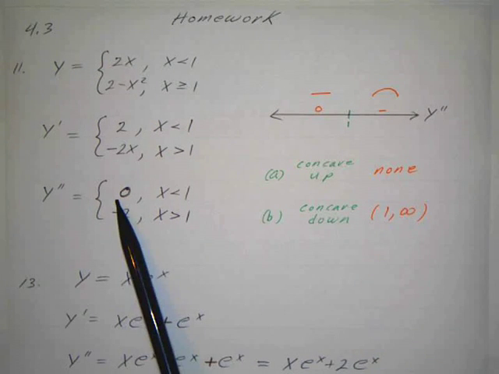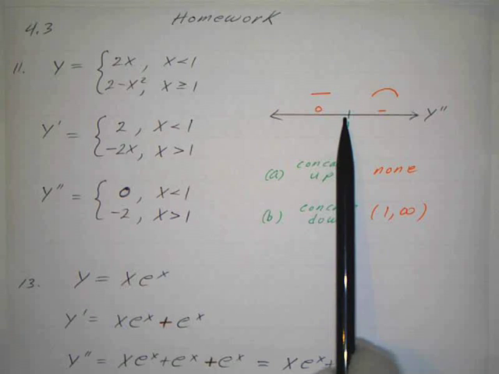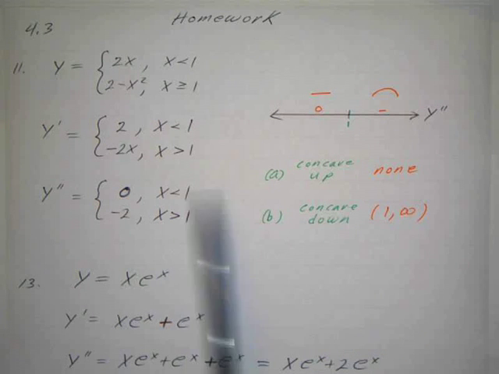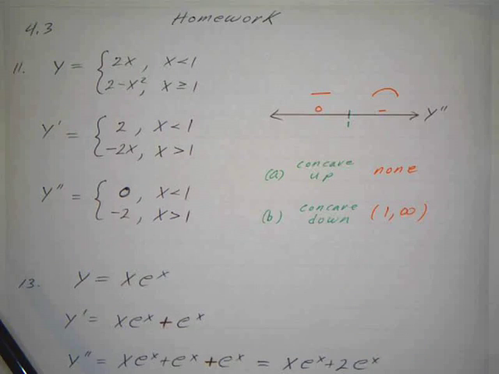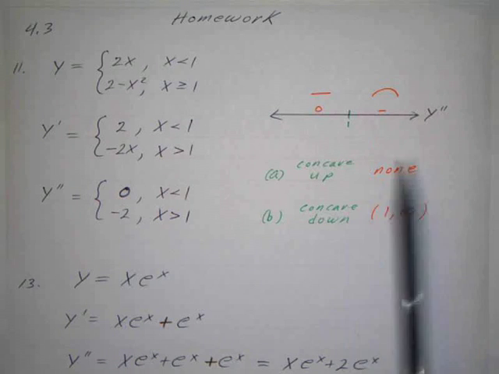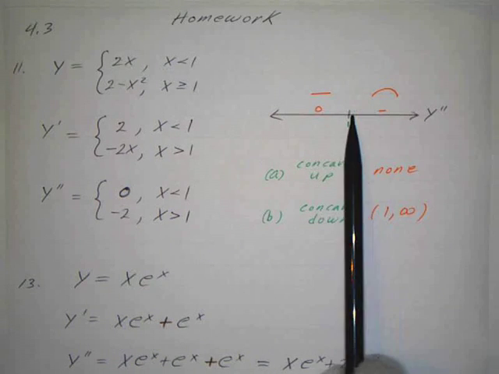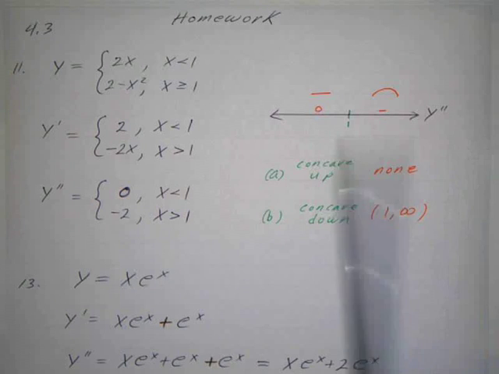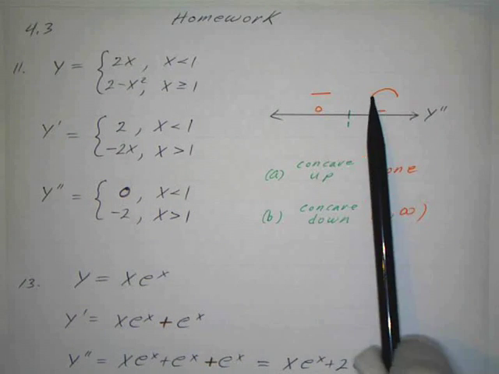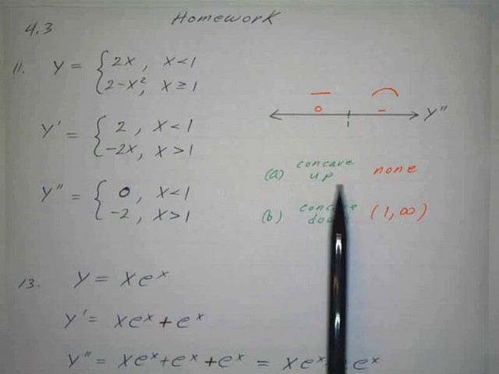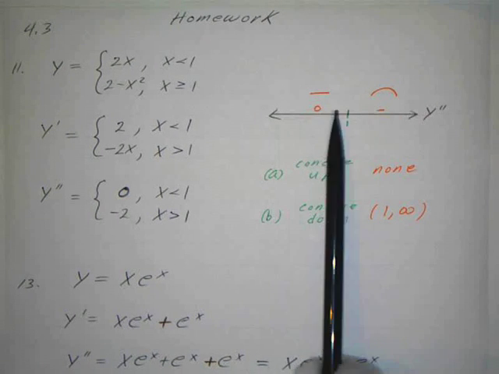So let's just see what's happening. If we look to the left of 1, when x is less than 1, we got 0 for the second derivative. So we don't have any concavity. That's a straight line, so it's not concave at all. There's no concavity, not up or down. So we would graph it like this. Now if I look to the right of 1, I have negative 2. It's always negative, so that's easy, and I'm concave down.